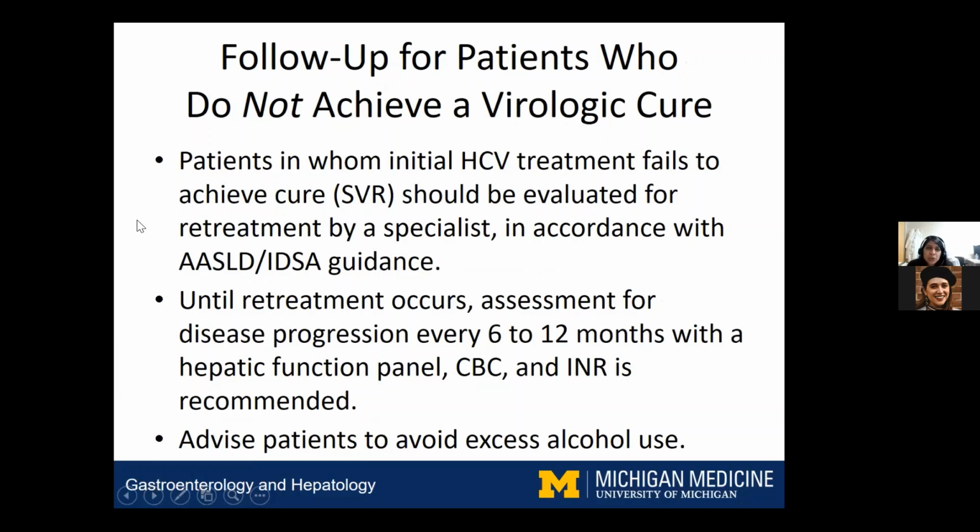And patients in whom initial Hep C treatment fails to achieve a virological cure should be evaluated for retreatment, oftentimes with a specialist, in accordance with the AASLD-IDSA guidance. Until retreatment occurs, assessment of disease progression every 6 or 12 months with a hepatic function panel, CBC, and INR is helpful, so you can monitor their FIB-4 going forward. And again, advise all of these patients to avoid excessive alcohol use so it doesn't accelerate their risk of developing chronic liver disease.